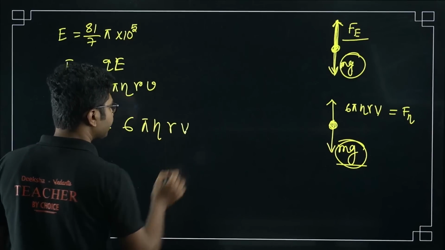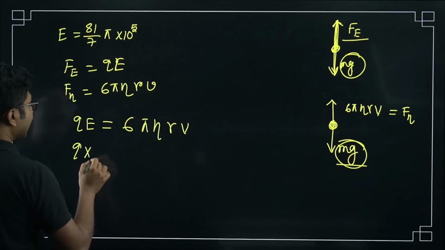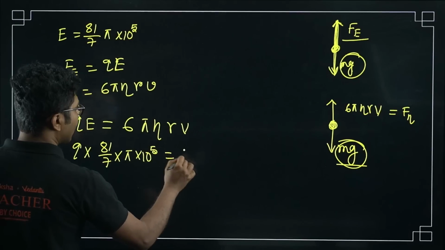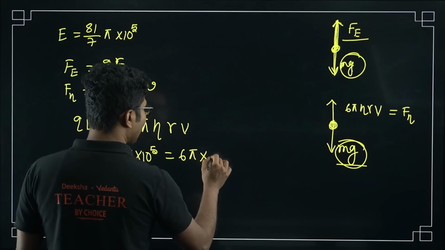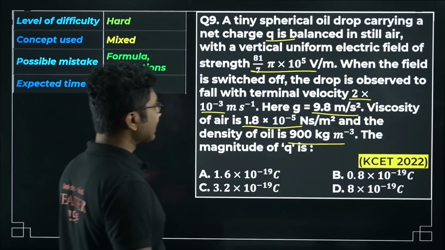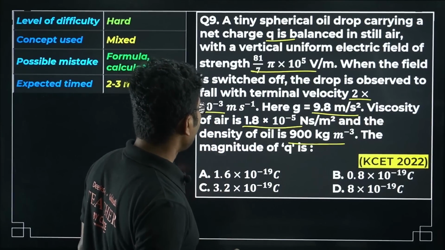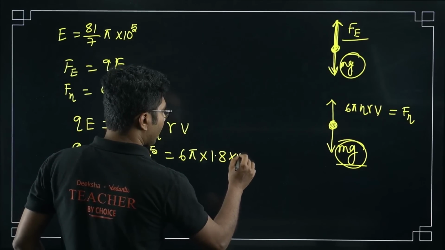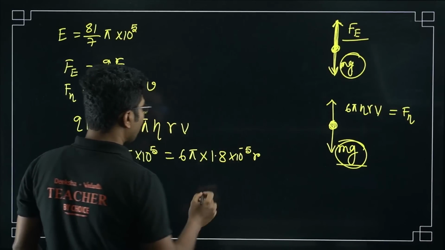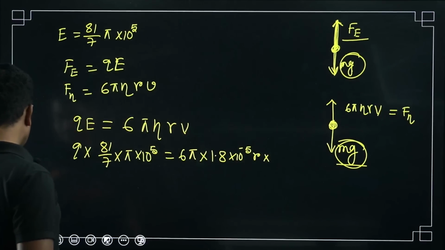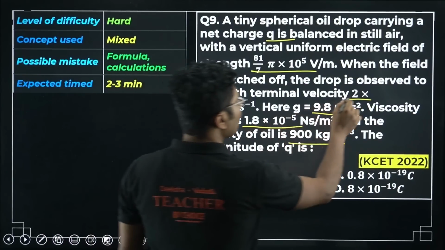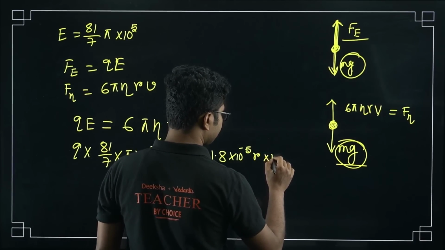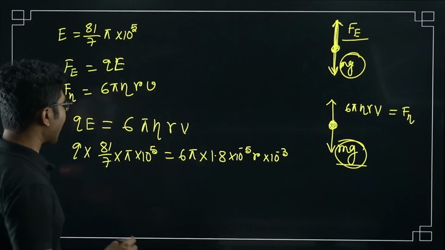Even though the calculation is not super difficult, you can solve it. Now let's put in the values. Q we are trying to find. E is 81 by 7 into pi into 10 to the power of 5. Then we have 6 pi eta, where eta is I think 1.8 into 10 to the power of minus 5, and R value we do not know. V is the terminal velocity, which is given as 2 into 10 to the power of minus 3. From here you have to calculate the value of Q.